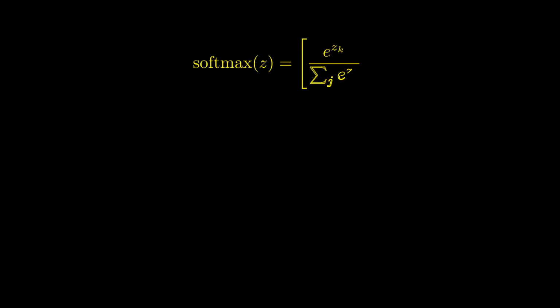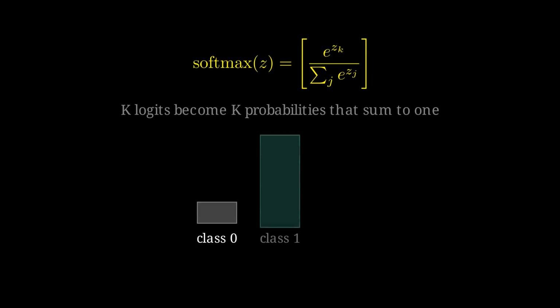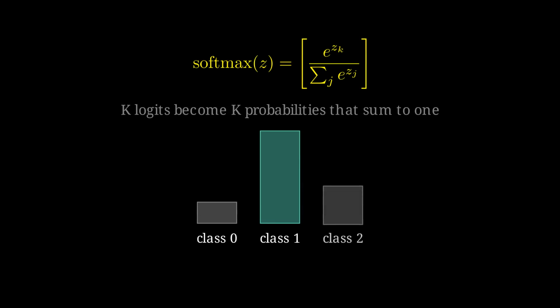So the body now hands us K raw numbers, 1 per class. We call them logits, and on their own they mean nothing. The softmax is what gives them meaning. It exponentiates each logit and divides by the total, which forces every value positive and makes the whole set sum to 1. K logits become K probabilities. Here they are as bars. The network is most confident in class 1, less sure of class 2, and least of class 0.